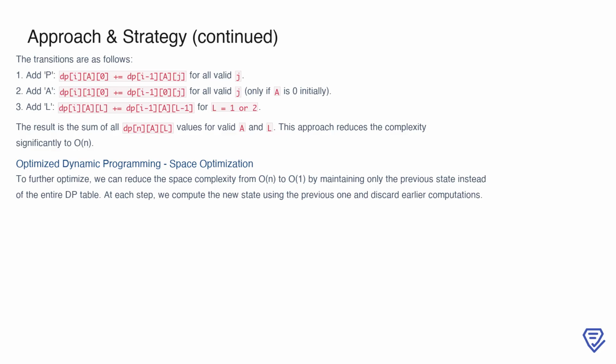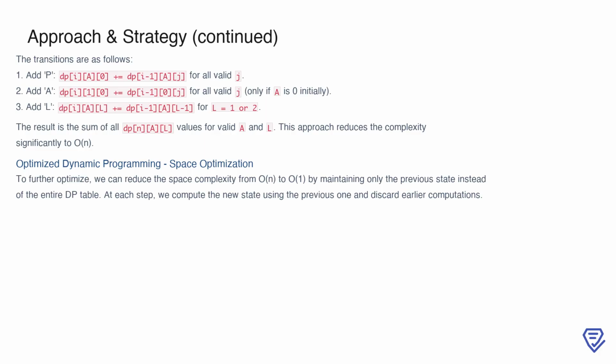Using dynamic programming, we define transitions to calculate the next state based on the current one. First, to add P, we update dp[i][a][0] by summing over all valid dp[i-1][a][j] states, where j represents the different counts of consecutive Ls in the previous record.